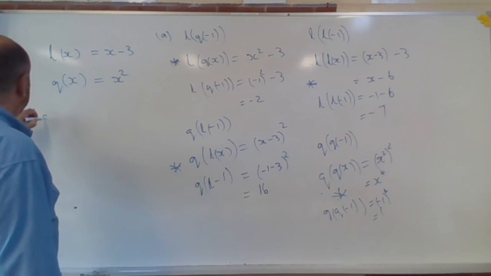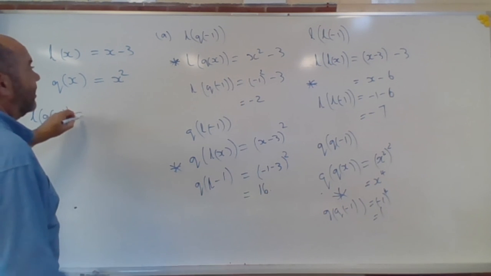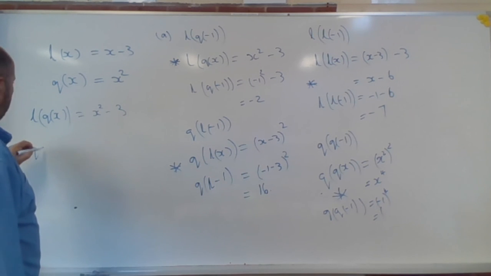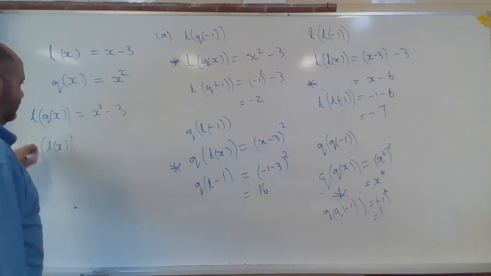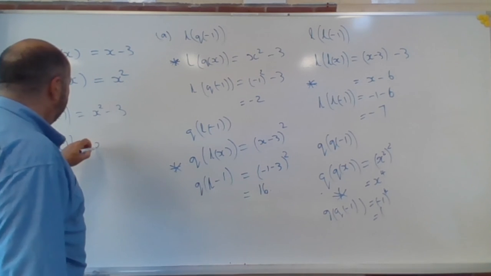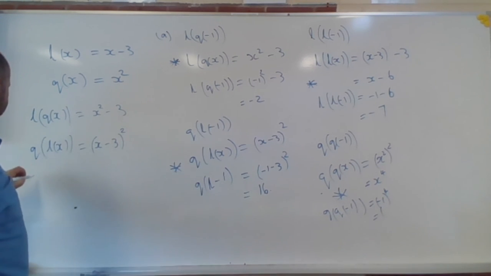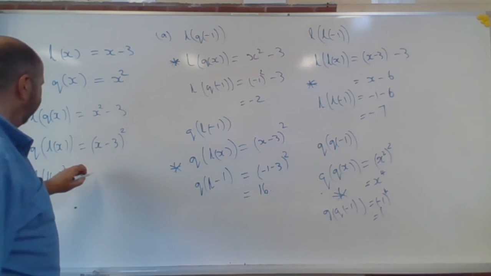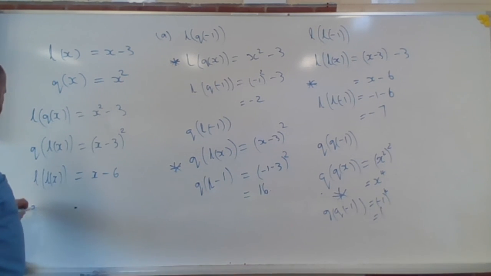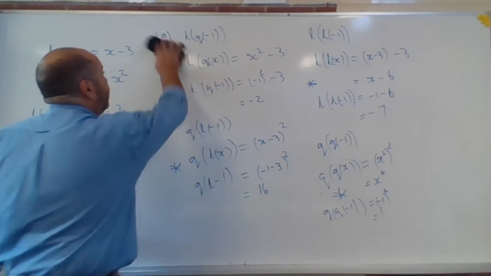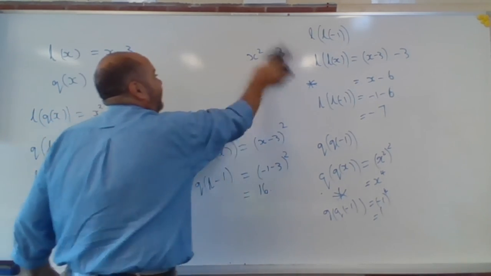So L of Q of x was x squared minus 3. Q of L of x was x minus 3 squared. L of L of x was x minus 6. And Q of Q of x was x to the power of 4. Okay, so we'll just keep them on hand. We'll give ourselves some room to work.